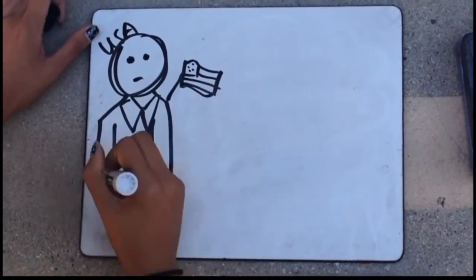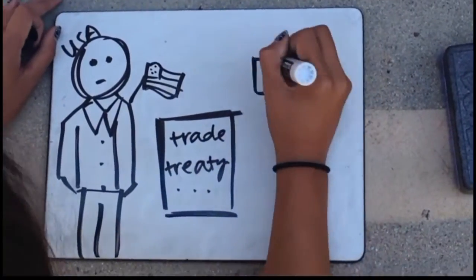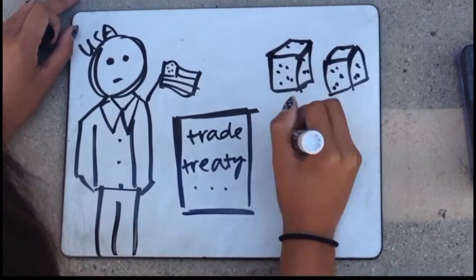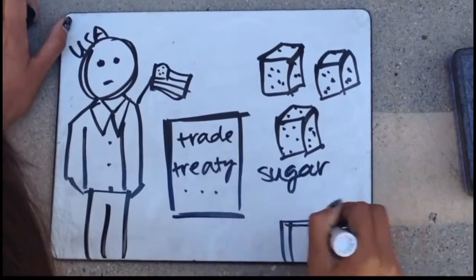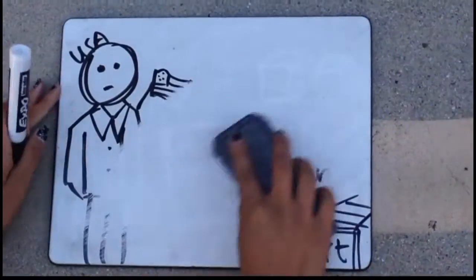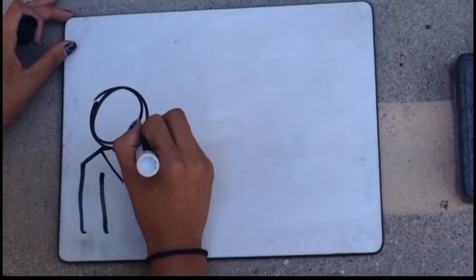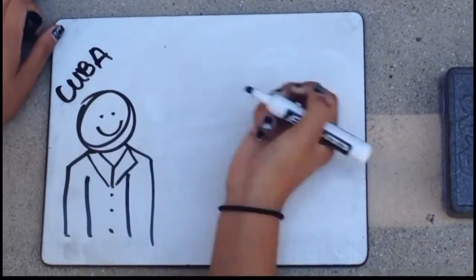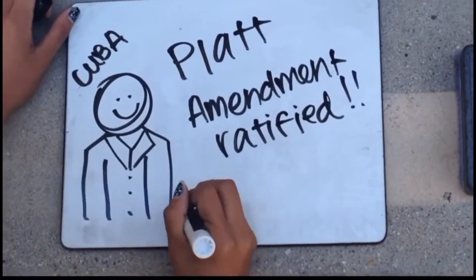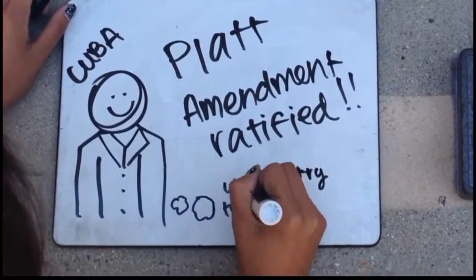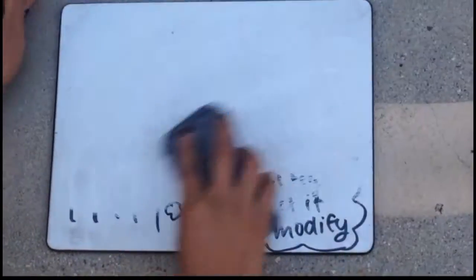Okay, well, these are the Cuban delegates, and they actually realized that the amendment limits Cuban sovereignty. So this little guy from the USA, as you can tell by the American flag, promised a trade treaty guaranteeing Cuba a sugar port to which they could have access. After a while of trying to modify or reject the Platt Amendment, it was finally ratified.